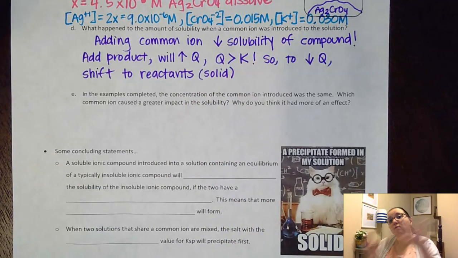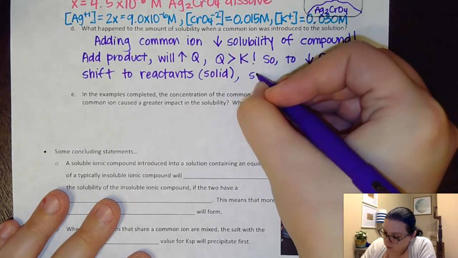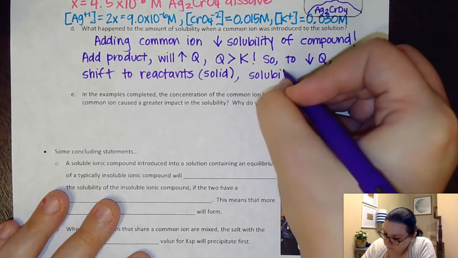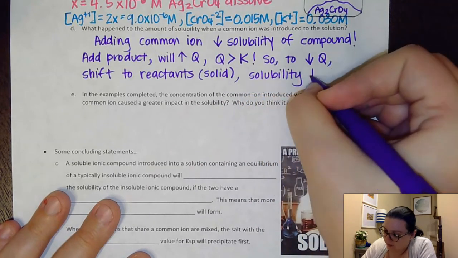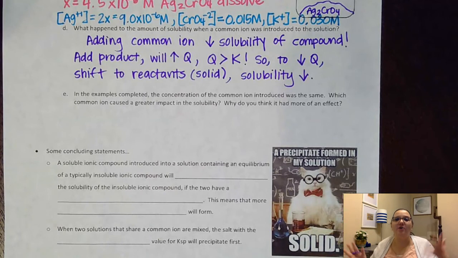And so if more of the solid forms versus less of the ions, then that means that our solubility has decreased. So even though we've done all of this math, I could have actually described this whole entire process using Le Chatelier's Principle. It's kind of crazy to think about how that's coming into play yet again.